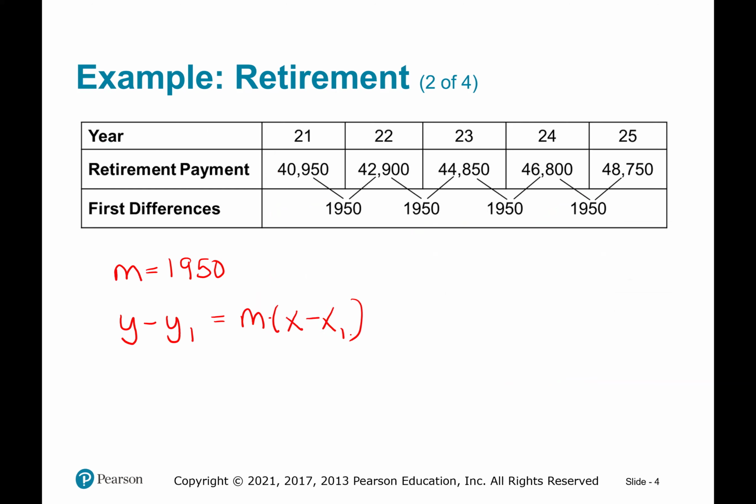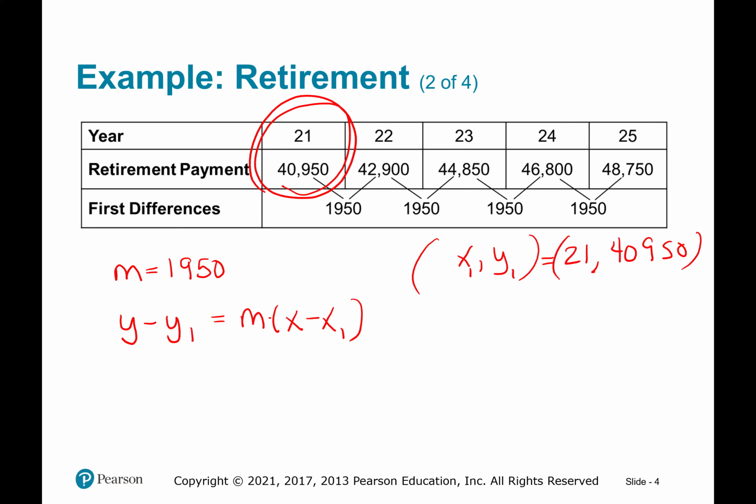And what you pick for your point x sub 1, y sub 1 is any point in your data. You could pick any point you want. So let's just pick the first point. So it's going to be what? 40,950. And we're going to plug that into our equation. So we have y minus 40,950 is equal to 1950 times x minus 21.